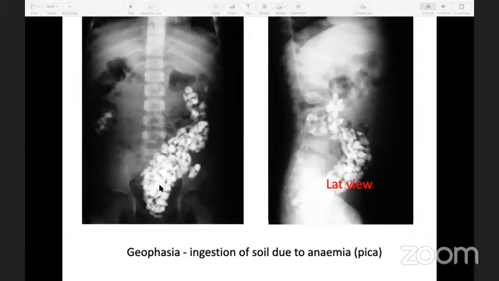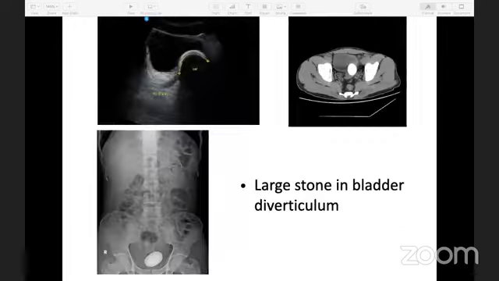This is another X-ray mimicking the previous one, resulting from ingestion of soil due to anemia. This condition is called geophagia. And you can very well see that all these stones are in the descending colon and up to the rectum. Large stone in bladder diverticulum.